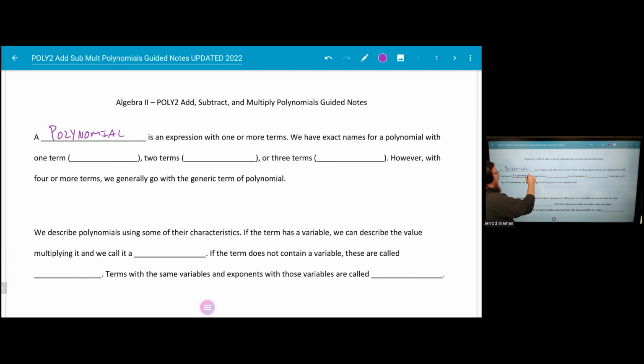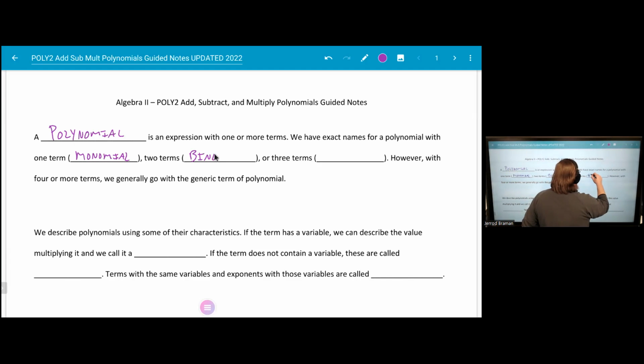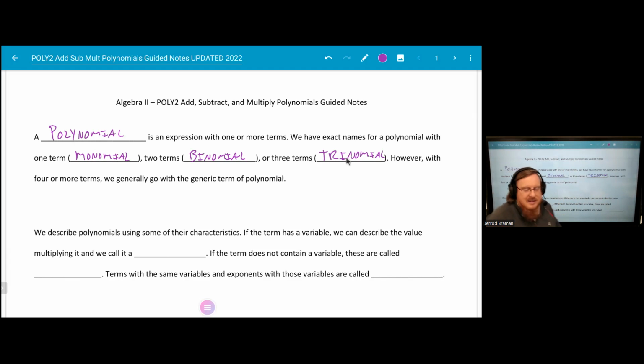Monomial. We've got two terms, a binomial. And three terms, we call that a trinomial. One, mono; two, bi; three, tri. That's where these three things are coming in. Once we start to get above three, like 4, 5, 6, 7, 8, 9, 10 terms, we just call them polynomials. It's just not worth having all the different words for those things. You commonly will have 1, 2, and 3 term polynomials, so it's kind of nice to have words for those, but not necessarily for anything above that.